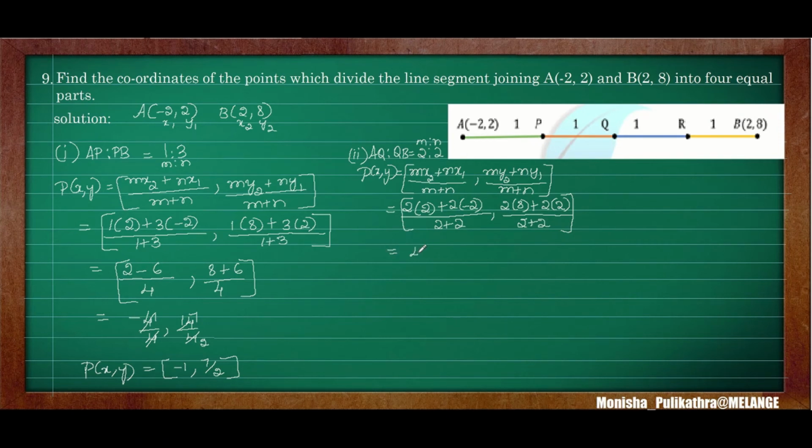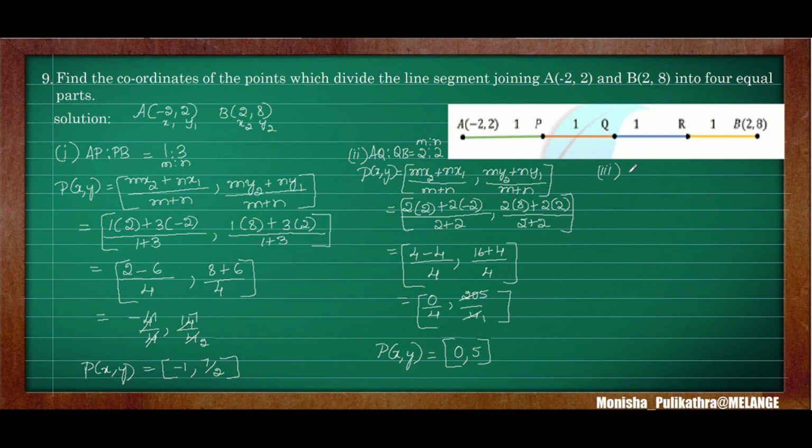Okay, so next 2 twos are 4, minus, plus into minus is minus, 2 twos are 4, divided by 2 plus 2, 4. Next 8 twos are 16 plus 2 twos are 4, by 2 plus 2, 4. So here what happens, 4 minus 4 is 0, 0 by 4, and 16 plus 4 is 20 divided by 4. So 4 fives are 20. So the coordinate for the second case, 0 by 4 is 0 and here 5. So this is the value of xy in the second case when the ratio is taken as 2:2.